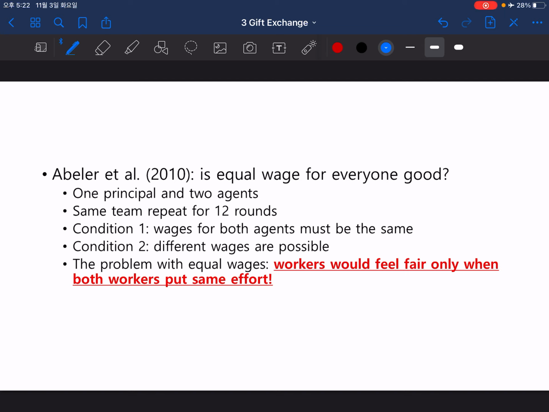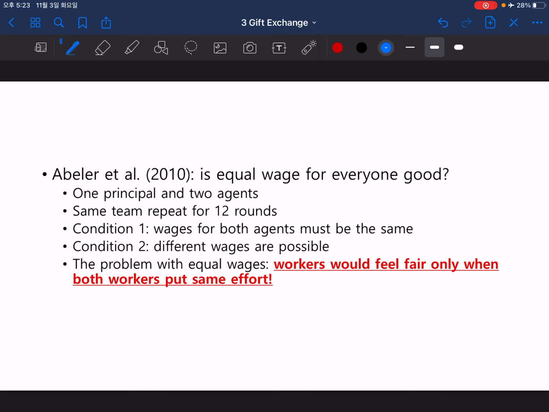Based on these findings, this paper by Abeler and Kosfeld asks this interesting question: is equal wage for everyone something good? Many people think that equal wage for everyone is something good. Maybe there are 1 million workers in a factory, and all of them get the same wage, or some of them get really high wages, others get really small wages. This kind of inequality is maybe bad. So many people may say equal wage for everyone is something good.